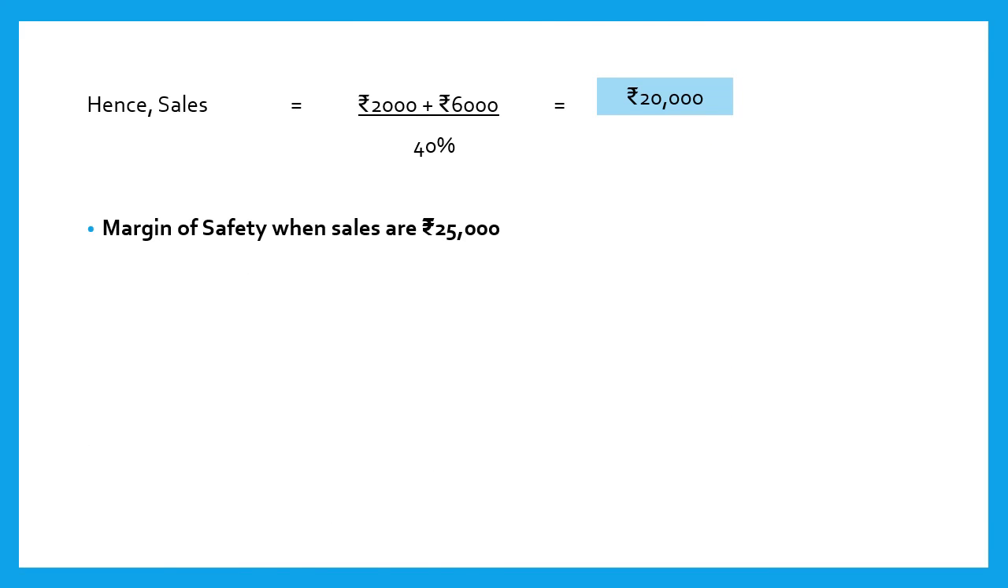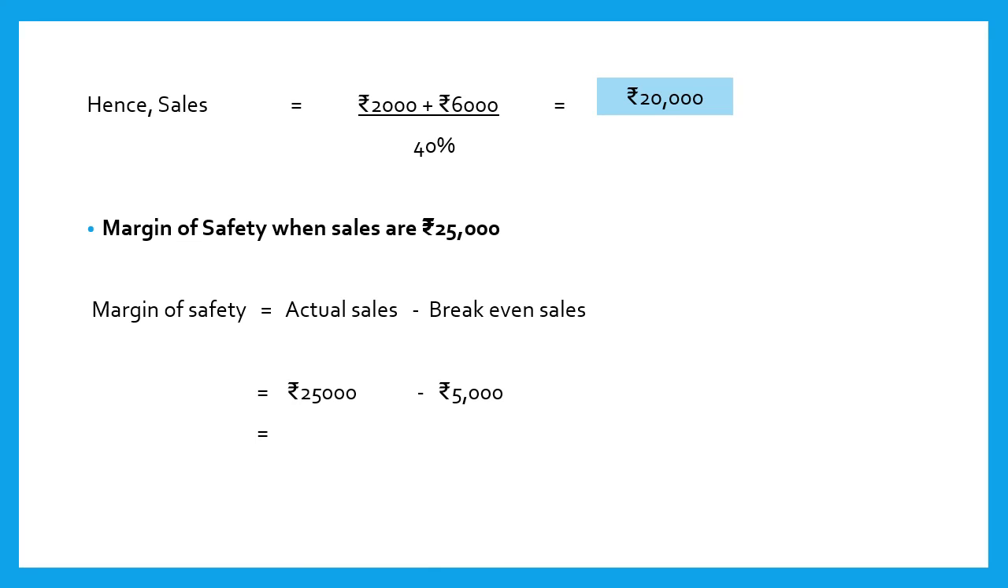Now third is margin of safety when sales are rupees 25,000. Again the formula for margin of safety is actual sales minus break-even sales. In our example, we have actual sales of rupees 25,000 and we have the break-even sales of rupees 5,000. Hence, we will get our margin of safety is equal to rupees 20,000.